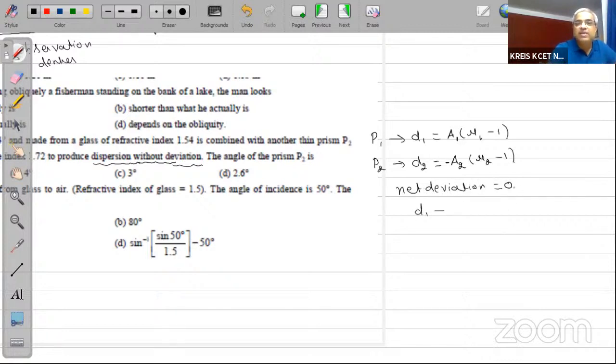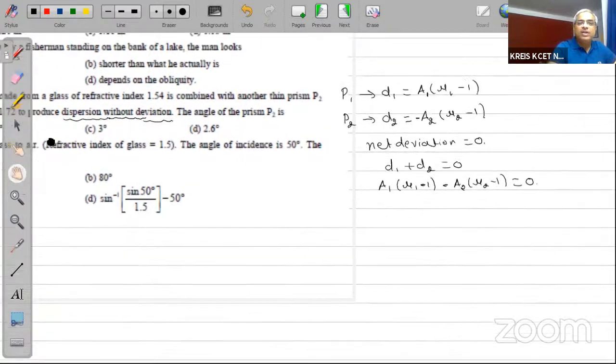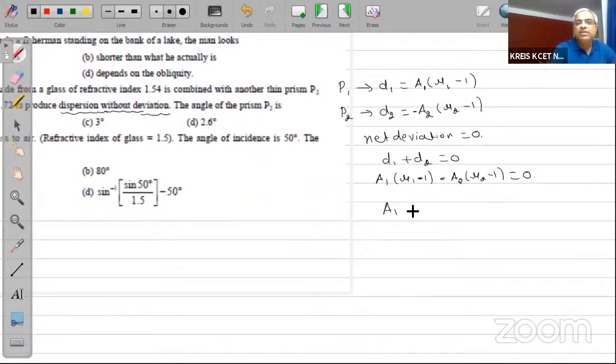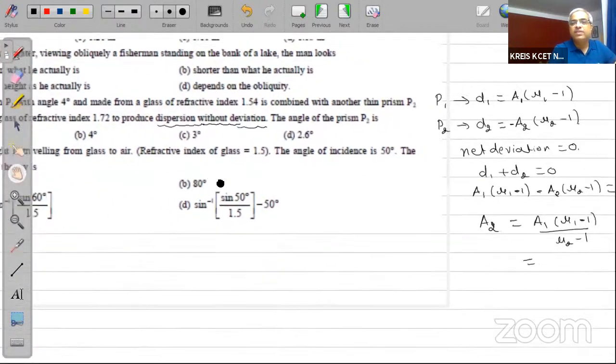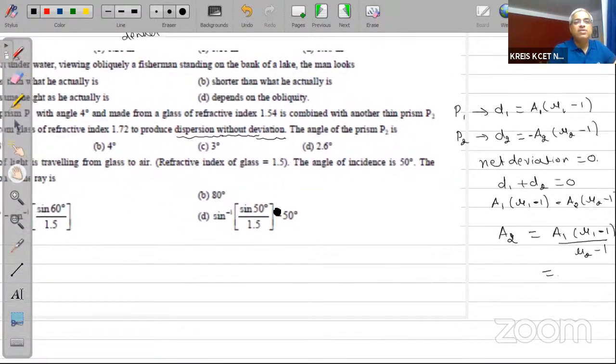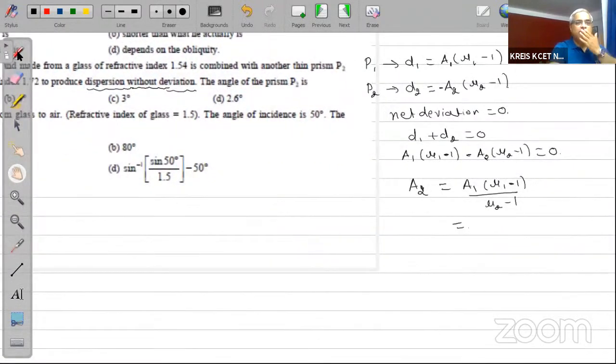Therefore I can say D1 plus D2 should be 0. That means A1 into mu1 minus 1 minus A2 into mu2 minus 1 must be equal to 0. Or in other words, what we need is A2, which will be equal to A1 into mu1 minus 1 divided by mu2 minus 1. Simple formula now. Put everything here in the value and get the answer. We need the refractive index of the second prism. First prism angle is 4 degrees, so put 4 degrees.